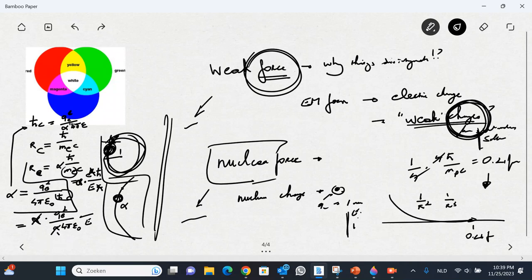let me clean up a bit. The energy we move to the other side. So we have Re times the energy of the electron, of course, is equal to QE square divided by 4 pi epsilon. And we can then move the radius to the other side. So we have the radius.